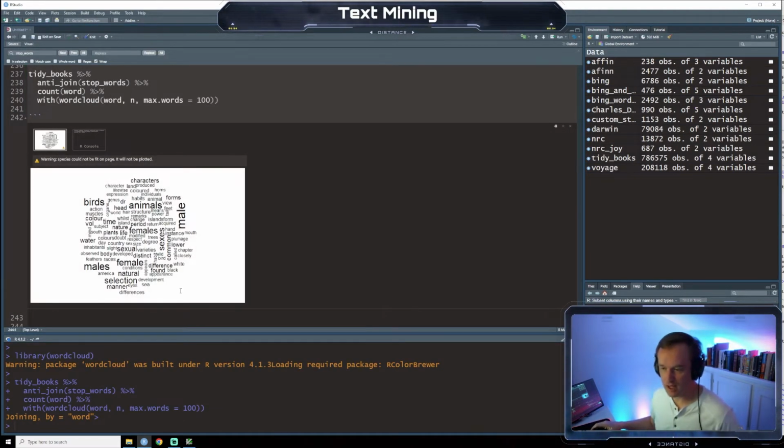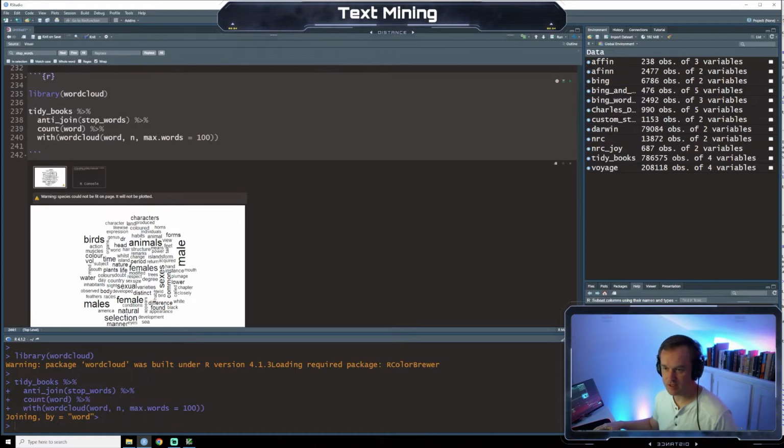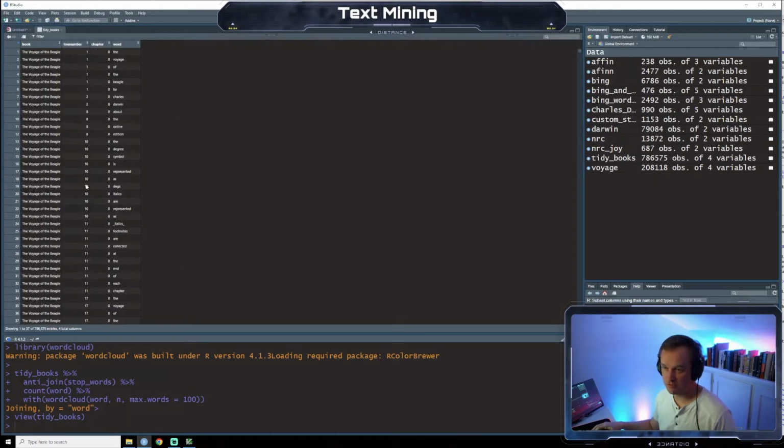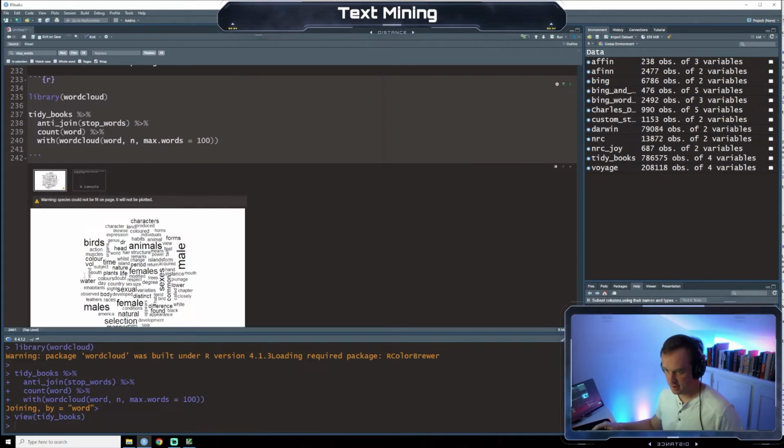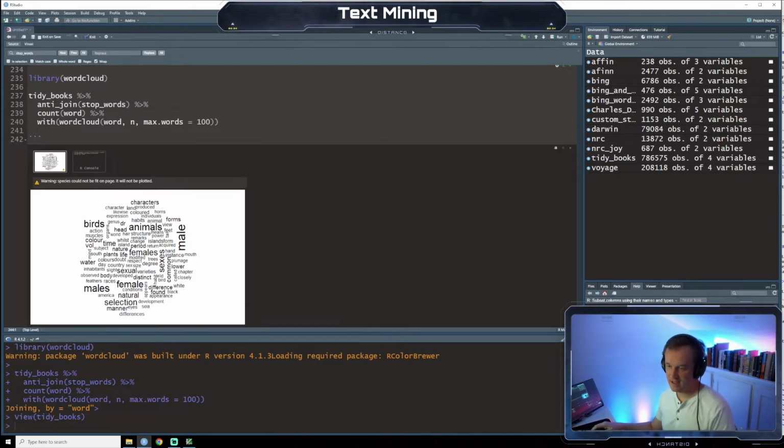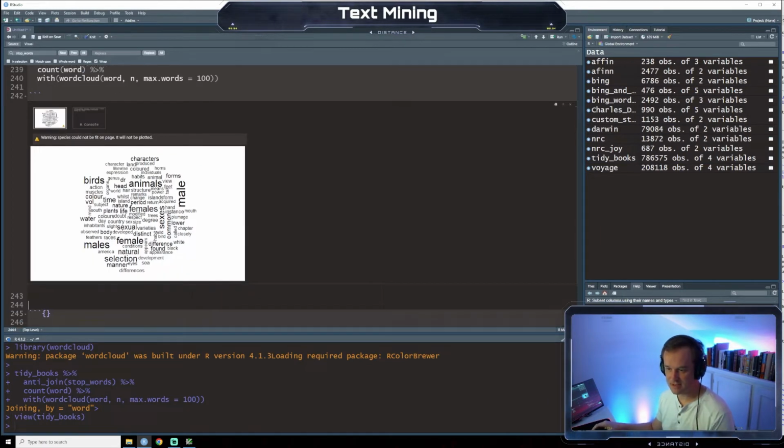So here we go. We used our tidy books, which was all of our books, right? All of our Darwin books. And based on the size of the word, that is the count. So you can kind of see what jumps out at you. Male, males, female, animals, birds are the obviously highest count. And then you go down: natural selection, appears, trees, etc. So that's a cool way to visualize it.